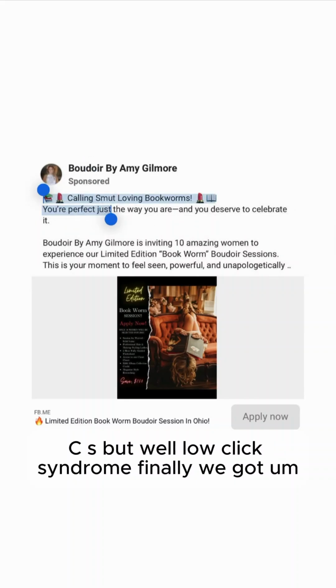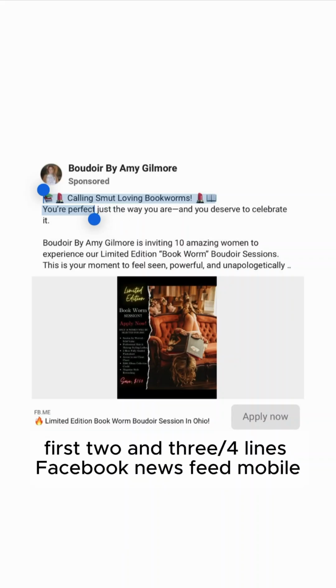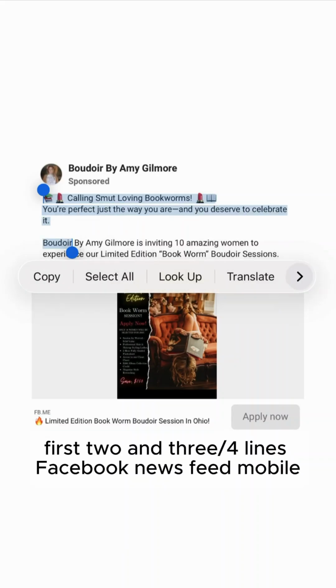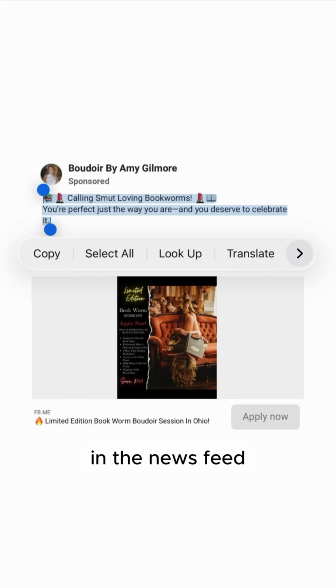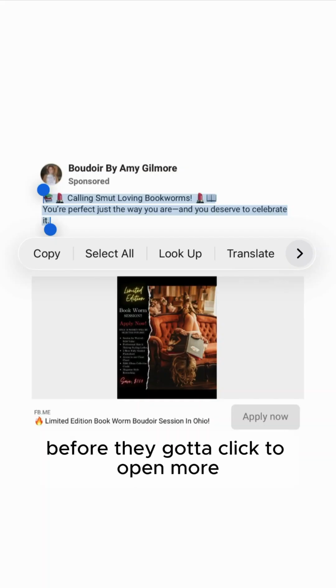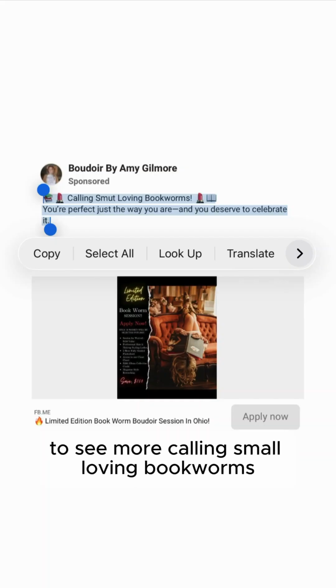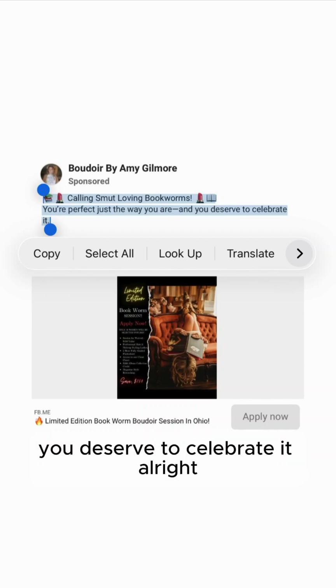Finally, we've got the see more headline up here. First two and three-quarter lines, Facebook newsfeed mobile. This is the only thing that women will actually see in the newsfeed before they click to open more to see more. "Calling small 11 bookworms. We just deserve to celebrate." All right, so small amounts of context here, but this is the lack of context mistake.